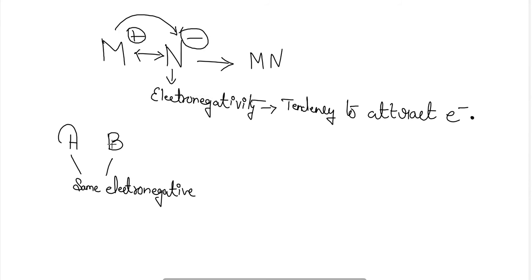So here what will happen? They will not be able to lose or gain electrons, but still they are forming chemical bonds. So how can they form chemical bonds there? When the electronegativity difference between A and B is not enough to lose or gain electrons, how can they form chemical bonds? Here a new phenomenon has been derived, and this phenomenon is termed as the covalent chemical bond.